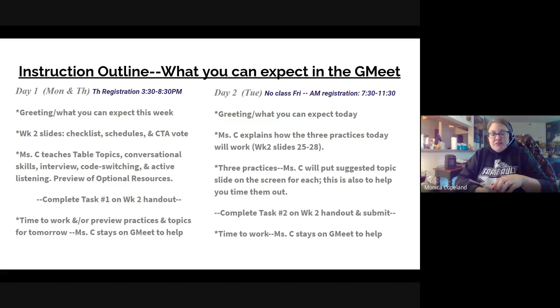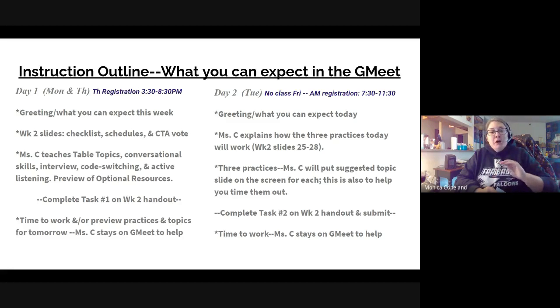So today in class, I'm going to go over the checklist, schedules, and talk a little bit about CTA vote. Then I'm going to teach. So I'm going to teach you the following things today. Table topics. What are they? How's that going to work? Conversational skills, interview, code switching, and then finally active listening. So those 5 things we're going to learn about today. I'm also going to preview for you a slide that has optional resources. So you can either review, learn more, or challenge yourself with any of these topics.